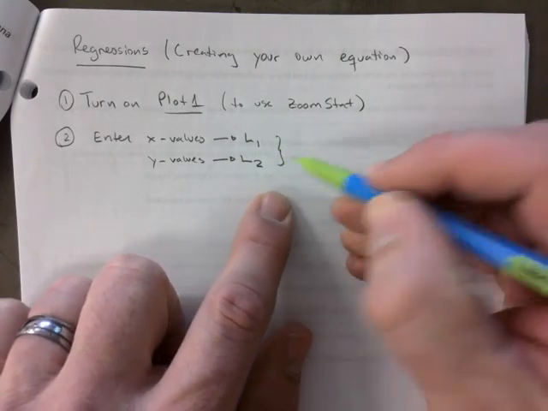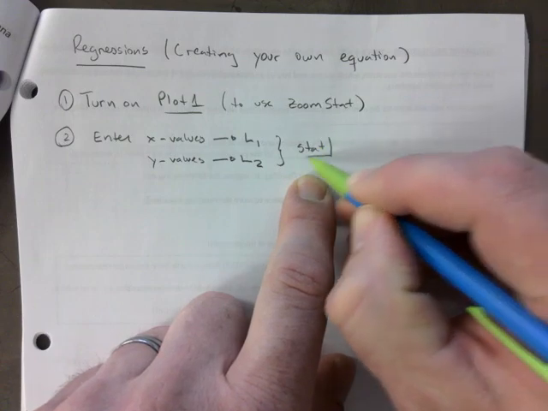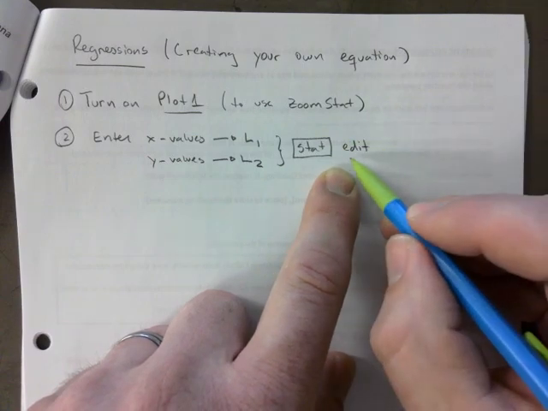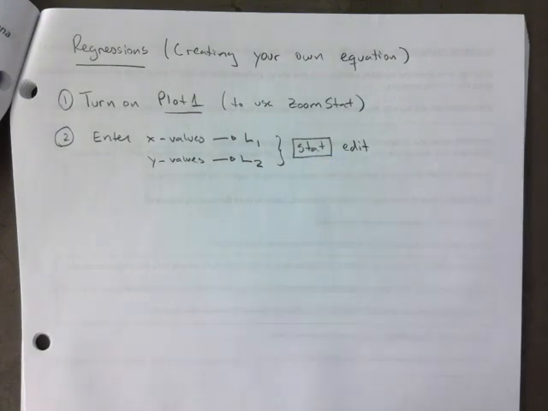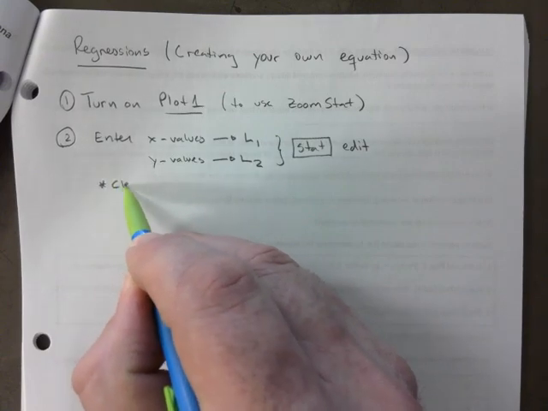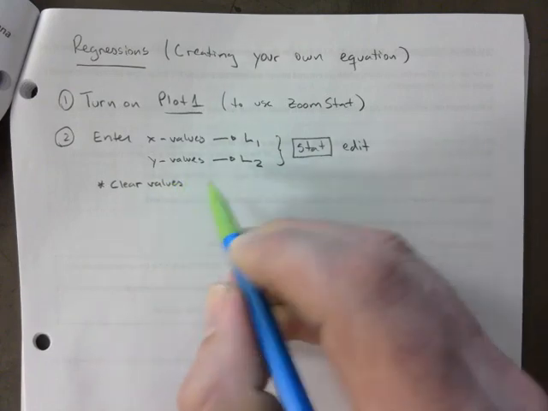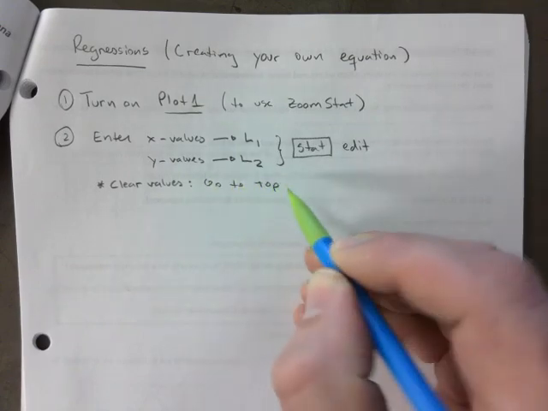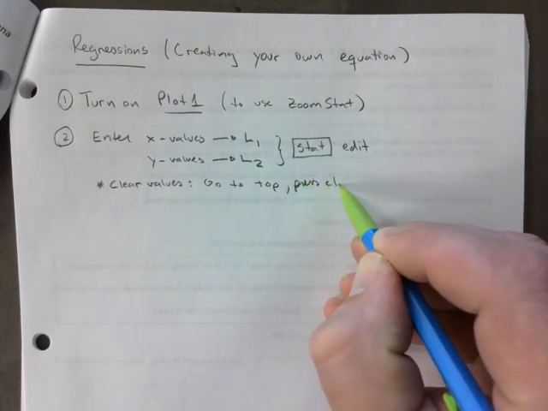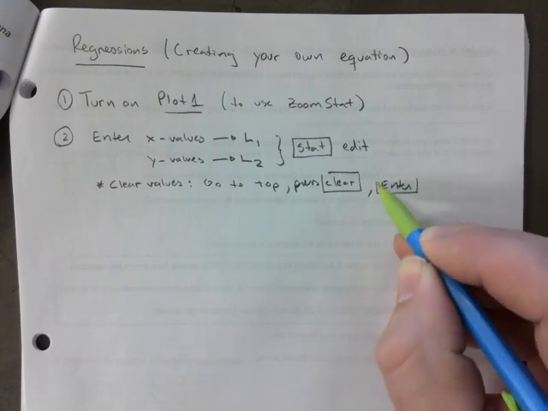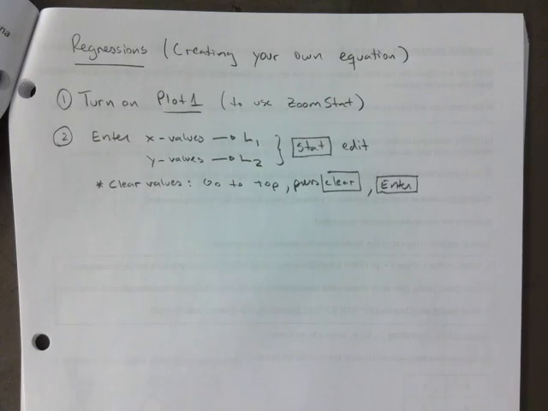How do you do that? You press stat, like that's actually a button, and you're going to select edit. Okay, this is an option. Stat, edit, that's how you get there. Clear values. Go to top, press clear, that is also a button, and then enter. That will clear anything that's already in there before you want to put in whatever new points you have.